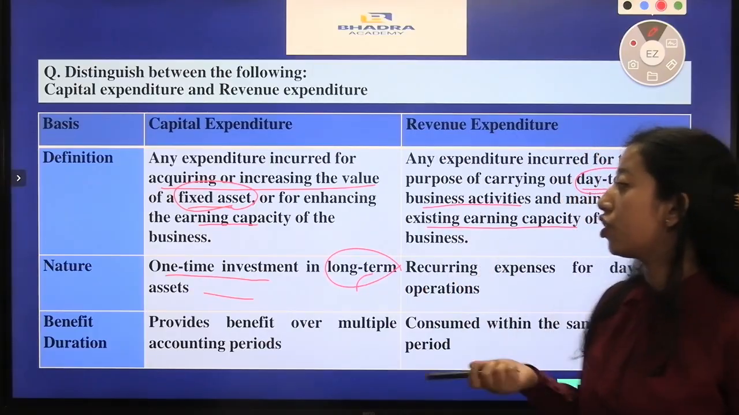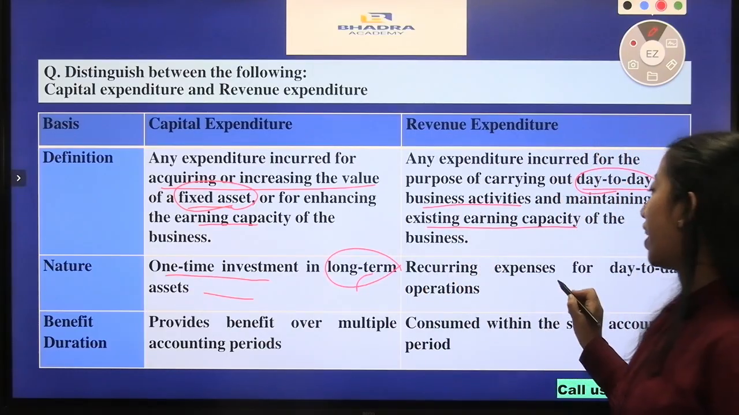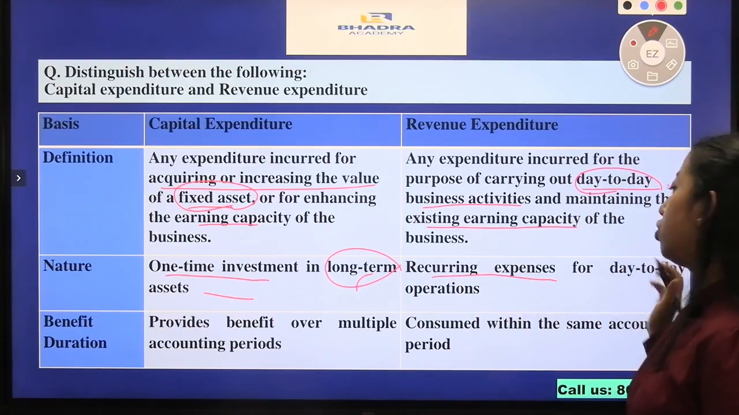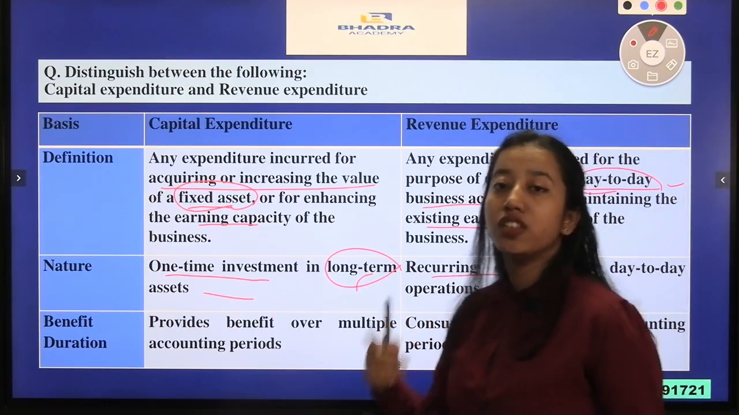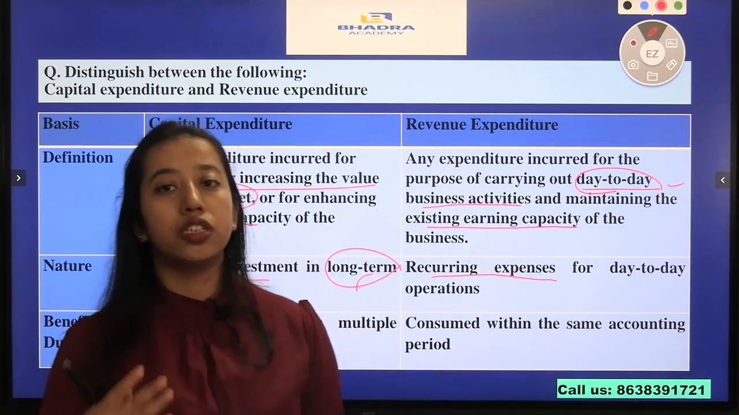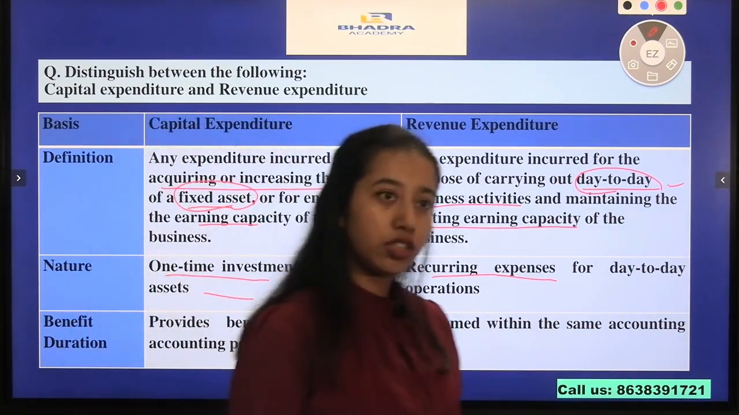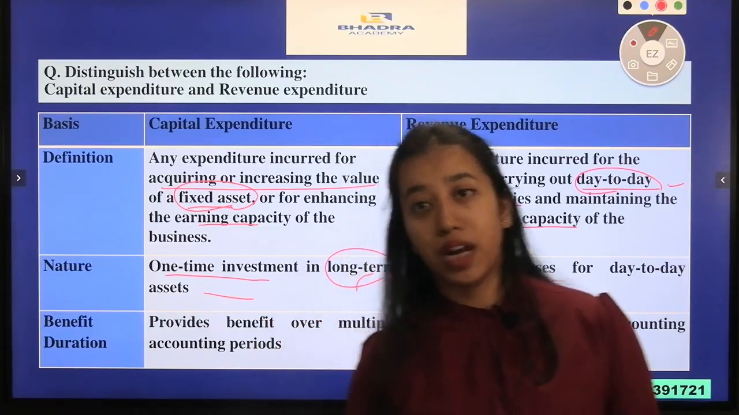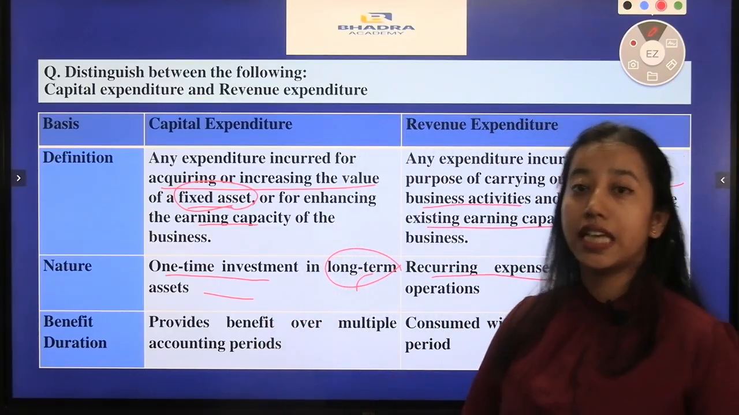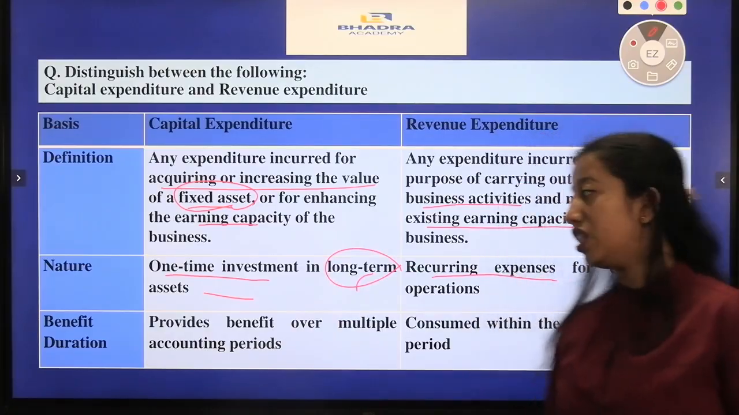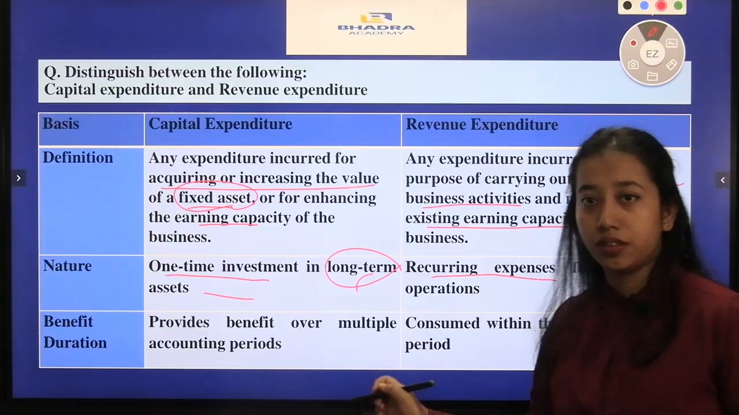Next, the nature of revenue expenditure is that it is recurring expenses for day-to-day operations. Recurring means repeating, so revenue expenditures are repeated. For example, rent is paid monthly or yearly, and salaries are paid monthly. So these are recurring expenses.